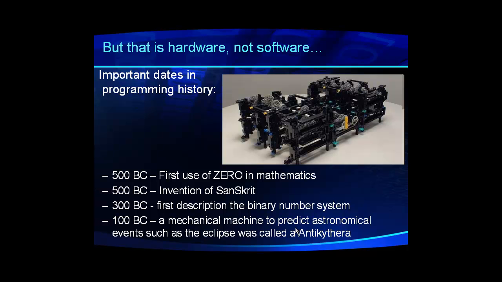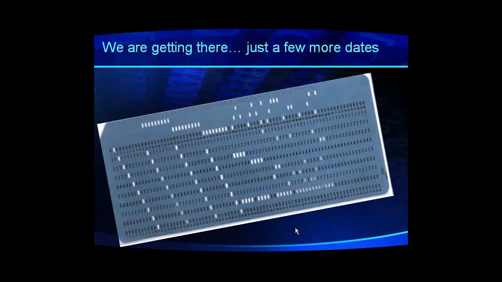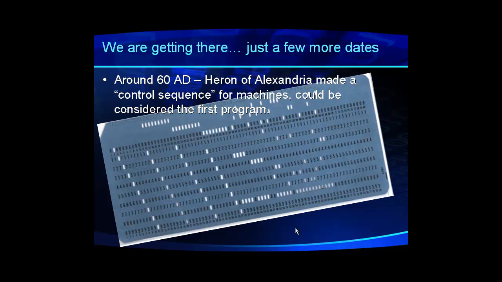So all of those things were actually built using machines so that we could go to one of those locations. But we still had a lot farther to go to get to where we were going. And this actual punch card is really what's important about what started to get us farther along in this concept. Around 60 AD, Heron of Alexandria made a controlled sequence machine, which could be considered the first program. It basically had a control sequence that it could repeat. 850 AD was the first invention of cryptography, the ability to secure documents and communications.